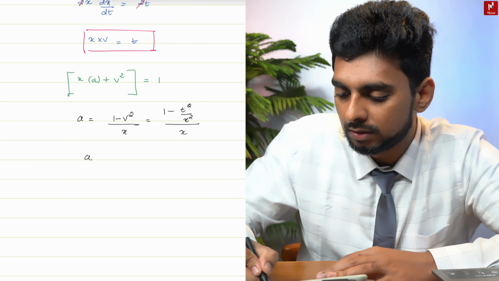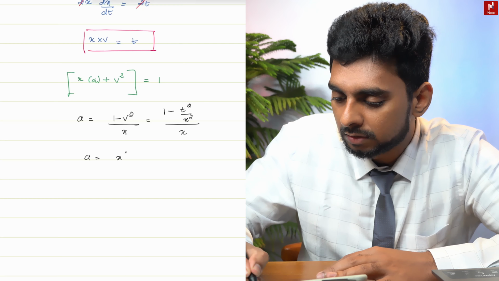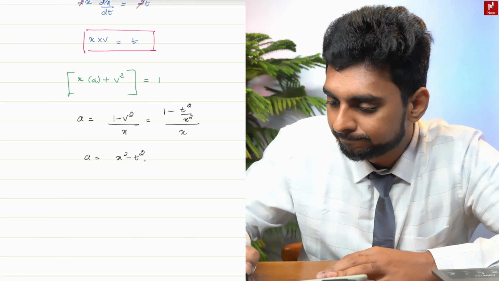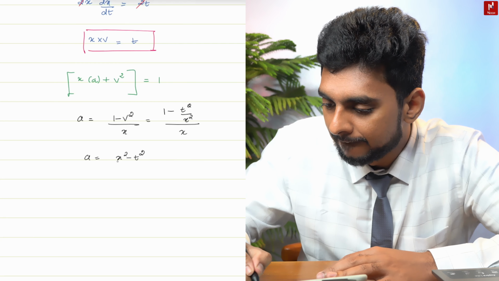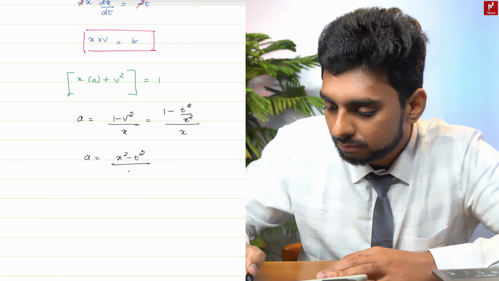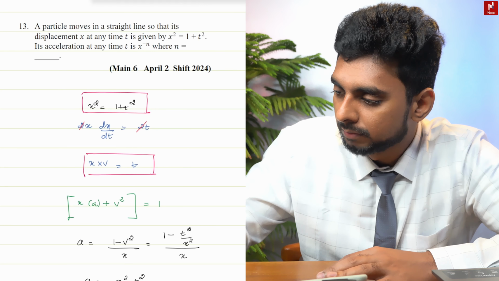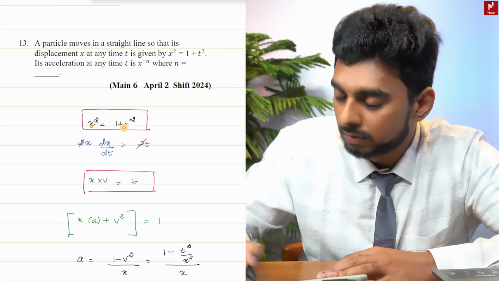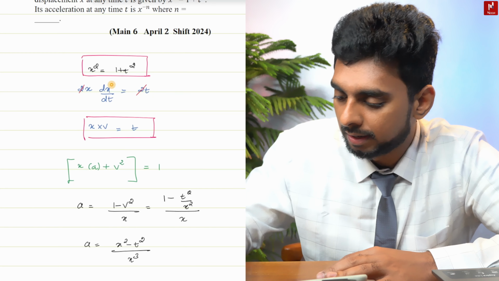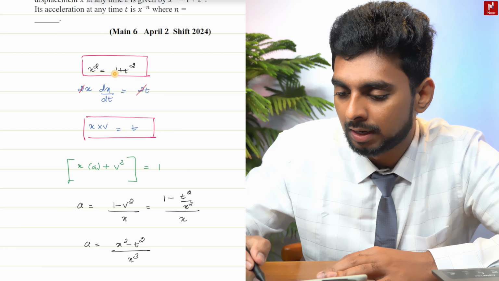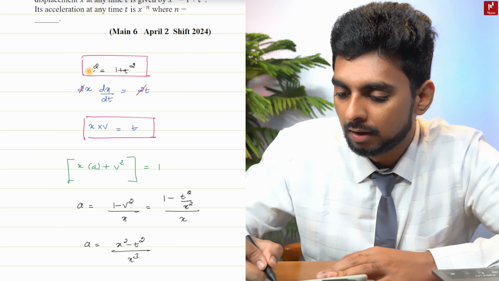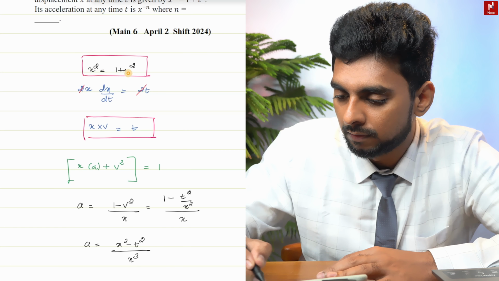If I rearrange this, you would have got (x² − t²) divided by x³, right? So if you look at the above equation, it was x² which was equal to 1 + t². Okay, so directly I would be able to substitute 1, isn't it? x² − t² is equal to 1.